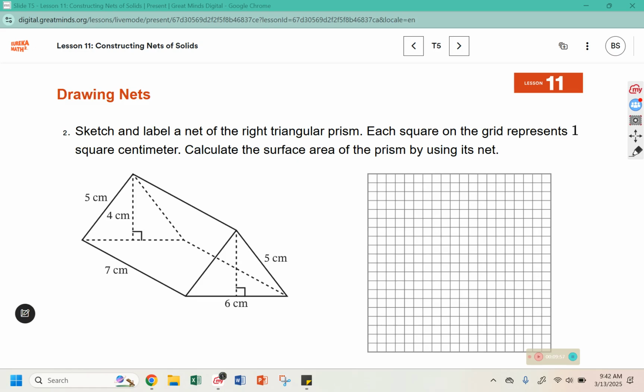Let's look at problem 2 in your book and sketch the net of this triangular prism together. It says, sketch and label a net of the right triangular prism. Each square on the grid represents 1 square centimeter. Calculate the surface area of the prism by using its net. So we are going to draw the rectangle pieces that are on the sides. I have a 5 by 7 rectangle. So 5 by 7.